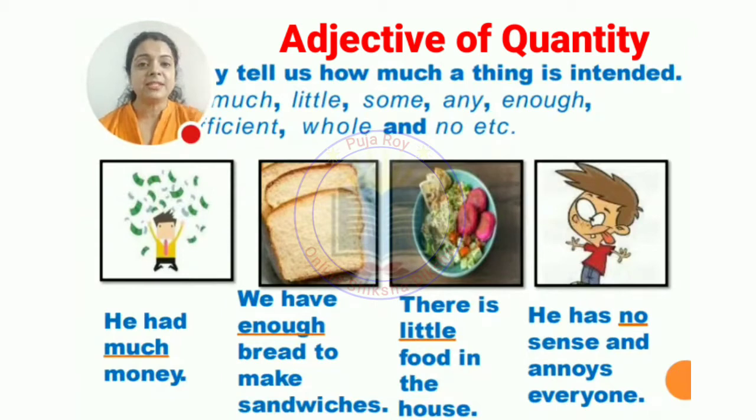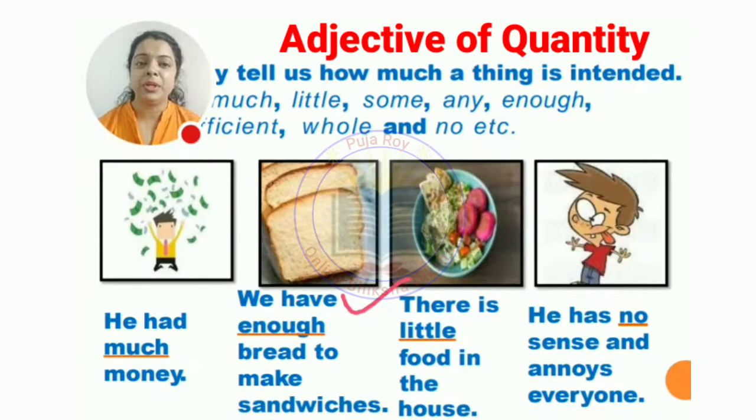Coming to the next sentence, we have enough bread to make sandwiches. Now you find you have 2 nouns over here: one is bread, another is sandwiches. Sandwiches are countable, but bread is not. Whenever you go to the market, you don't say give me a bread. You say give me a packet of bread, give me a slice of bread. So bread is always uncountable, and we have used the word enough with bread.